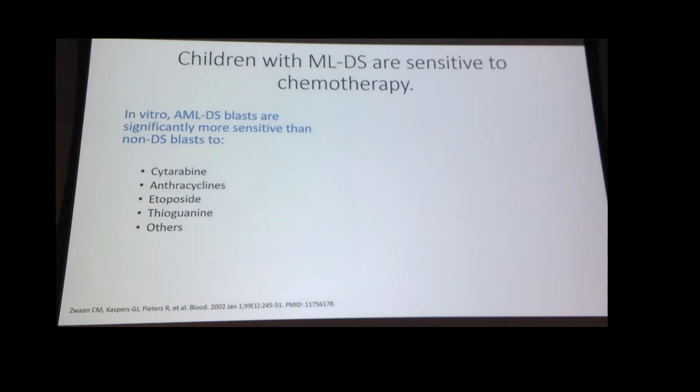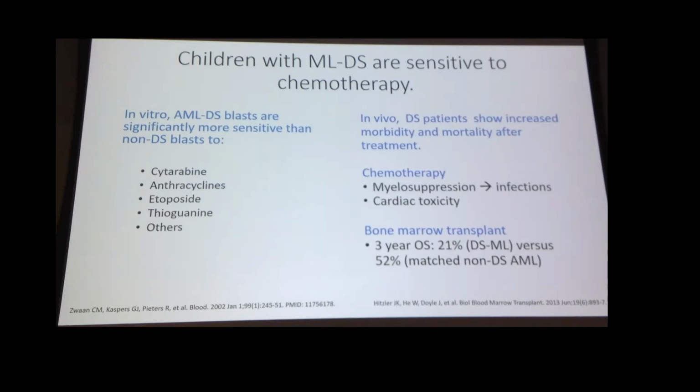So why is this? Well, people speculate that's probably because the leukemic blasts of kids with Down syndrome are uniquely sensitive to chemotherapy. There's a bunch of literature on this topic, but I think I'll just leave it to say that when in vitro studies are done and leukemic blasts from kids with MLDS are compared with leukemic blasts from kids without Down syndrome, the leukemic blasts in Down syndrome are just much more sensitive to a number of agents that are routinely used for treatment of pediatric AML. So this is great because it results in improved outcomes.